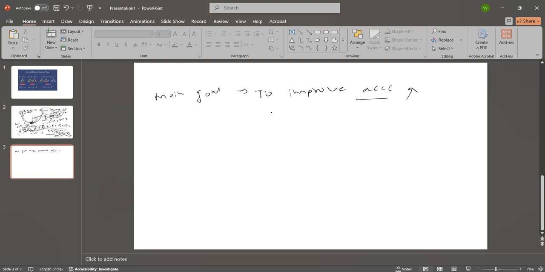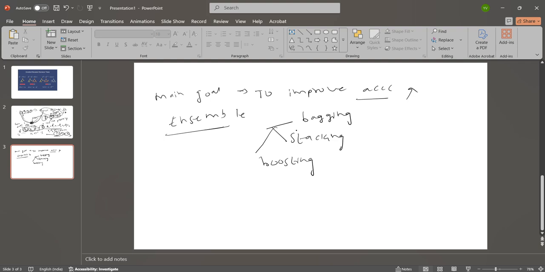To improve the accuracy of any algorithm, what can we do? We can go for an ensembling technique. Inside ensembling, there are three types. One is bagging. The second one is called stacking. The third one is called boosting. Bagging and boosting use homogeneous models.